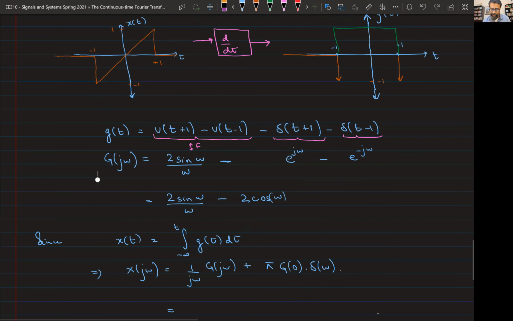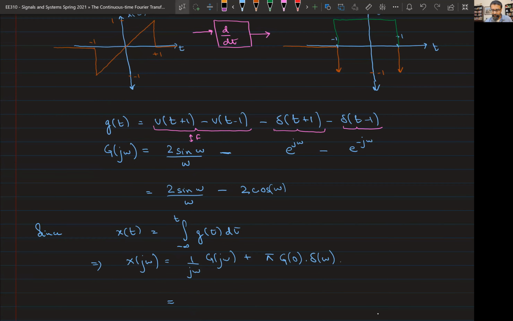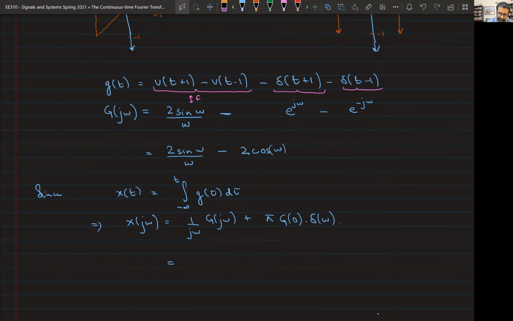You apply L'Hopital's on the first term, which turns out to be 2 at omega equals 0, and cosine omega at omega equals 0 is 1, right? So therefore g of 0 is 0. And therefore the result that I get is 2 sine omega divided by j omega squared minus 2 cosine omega divided by j omega, and this is X of j omega. So this is the result that I get.